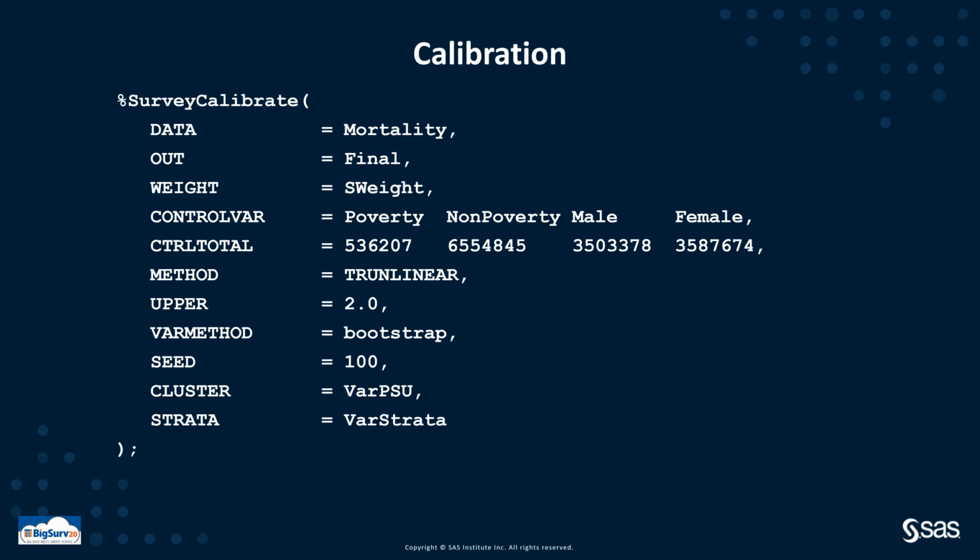As I mentioned earlier, these are the 5 parameters required for you to run this macro. I can get a set of calibration weights even if I do not specify the rest of the parameters on this slide. However, for this example, I want to use the truncated linear method for the calibration, but I only want to specify the upper bound of the truncation as 2.0, and I want the macro to figure out the lower bound. I also want the macro to construct the calibrated replicated weights using the bootstrap method with the strata and the cluster variables in the dataset mortality.